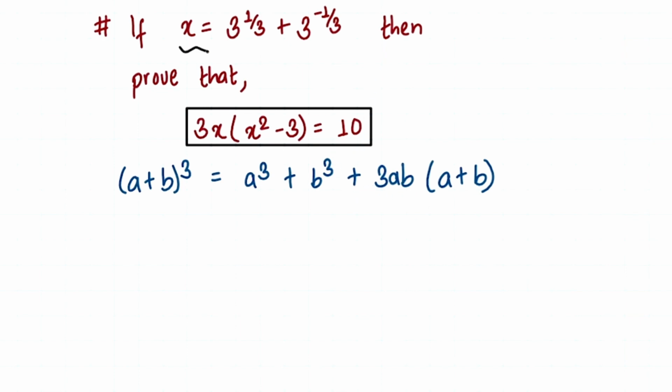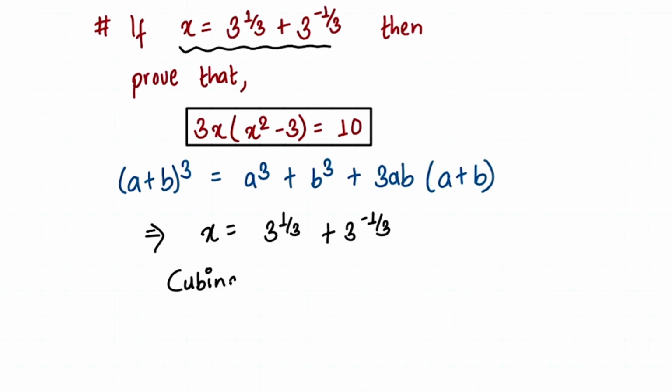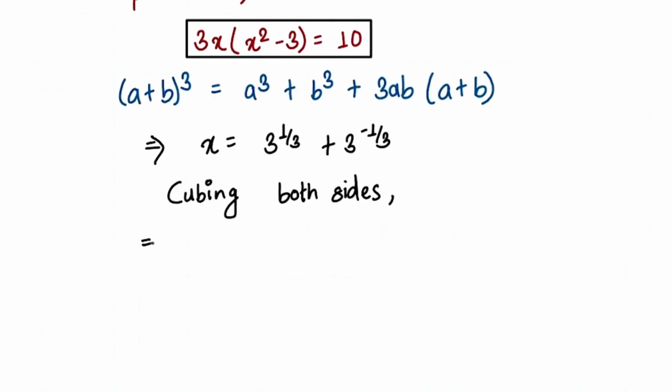So we have our given x equals 3 to the power 1 by 3 plus 3 to the power minus 1 by 3. So let's start from there. Now what we're going to do is cube both sides of this equation. So cubing both sides, we get x cubed is equal to 3 to the power 1 by 3 plus 3 to the power minus 1 by 3 whole cube.